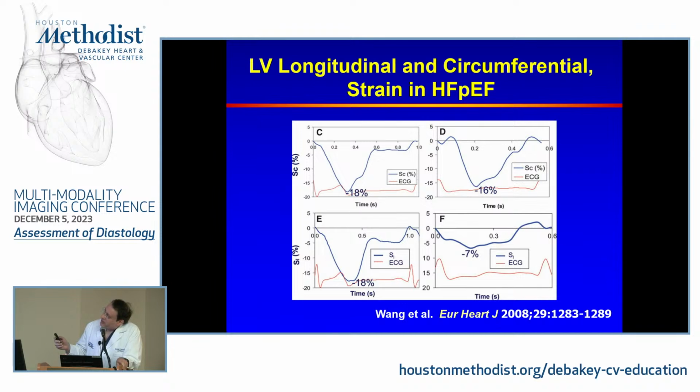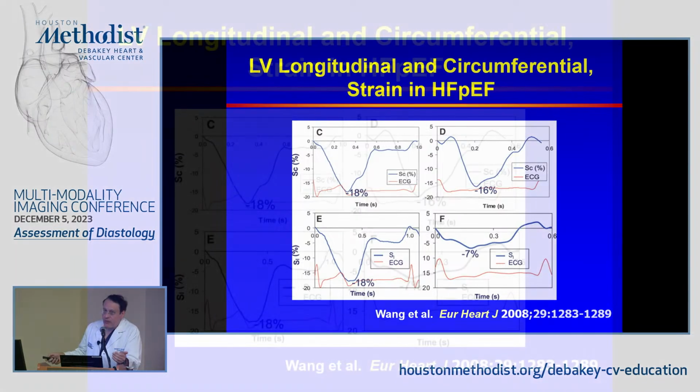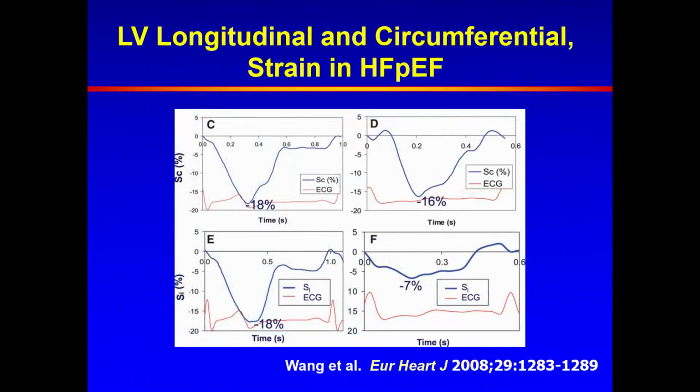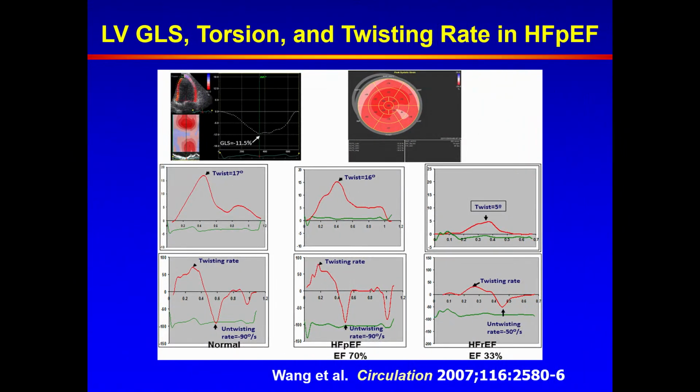Showing you examples of strain in a normal heart and in a patient with heart failure preserved ejection fraction. We can assess strain, as you've heard in previous presentations, in the circumferential direction and in the long axis direction. The one that goes down first is that longitudinal direction. And if you look at the normal heart, it's minus 18%. In this patient with heart failure preserved EF, circumferential strain relatively preserved, but this is markedly reduced at 7%. And as you are aware, that metric is associated with subsequent adverse cardiovascular events. So it's important to look for it.